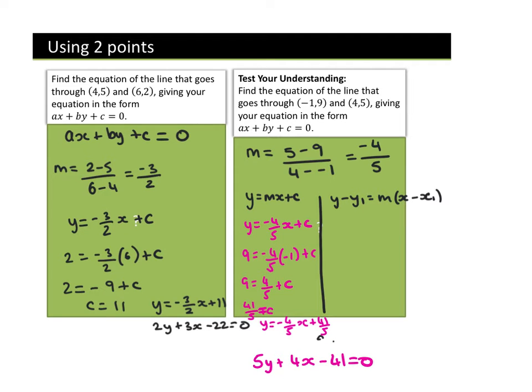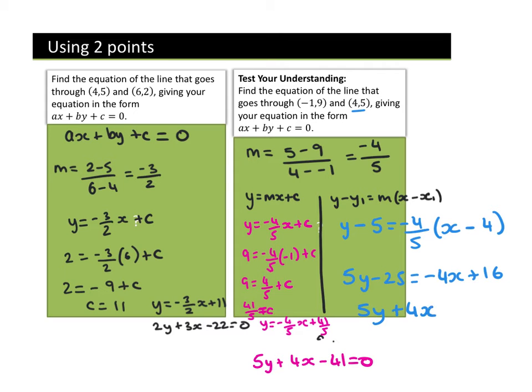We could have done this a different way. Once we figured out our gradient, we have y minus, and I can choose the point 4, 5 this time, so y minus 5 equals minus 4 over 5 times x minus 4, okay? Now I can expand out and multiply everything by 5. 5y minus 25 equals minus 4x plus 16. So if I rearrange everything, I'm going to get 5y plus 4x, and minus 25 minus 16 is minus 41 equals 0. I get the exact same answer.